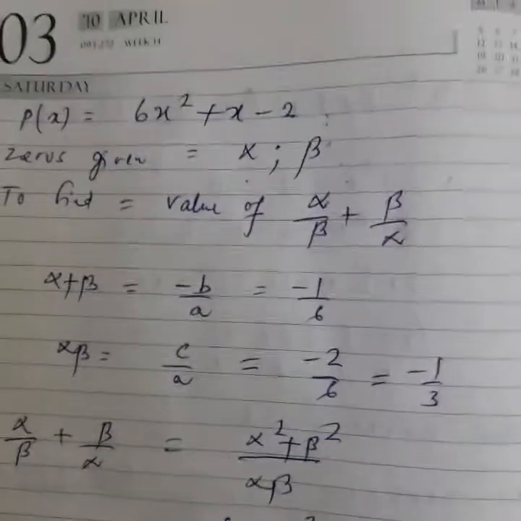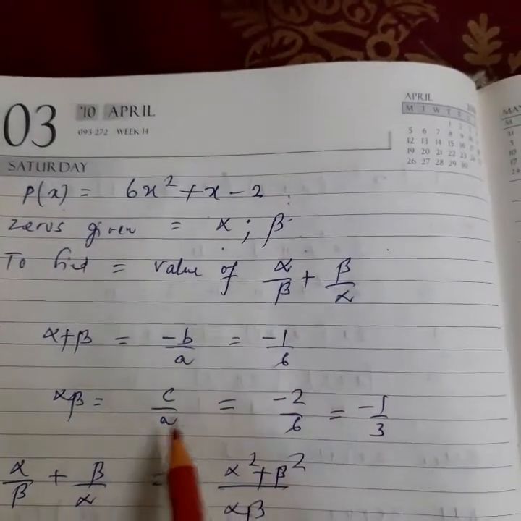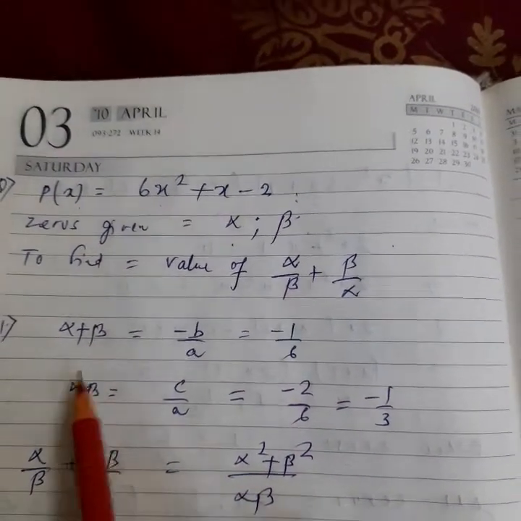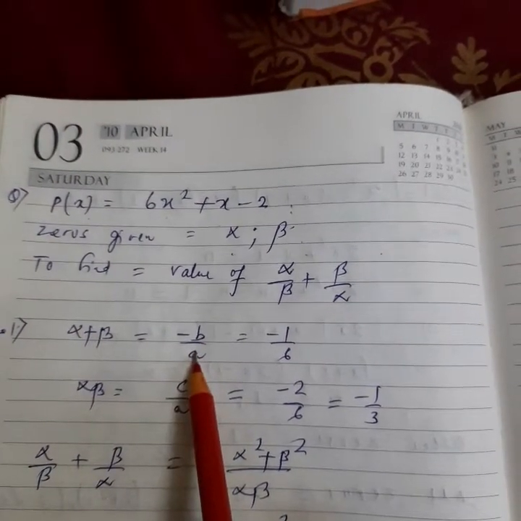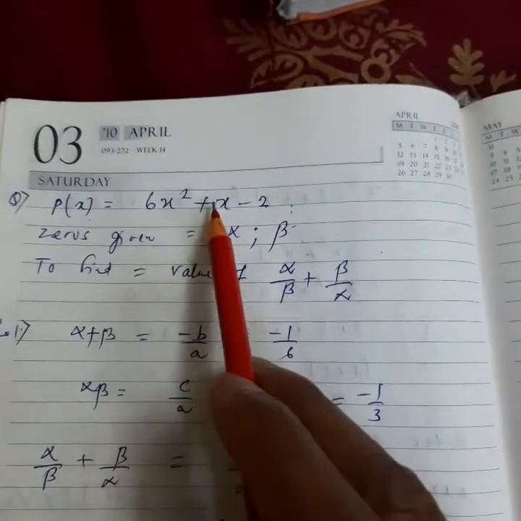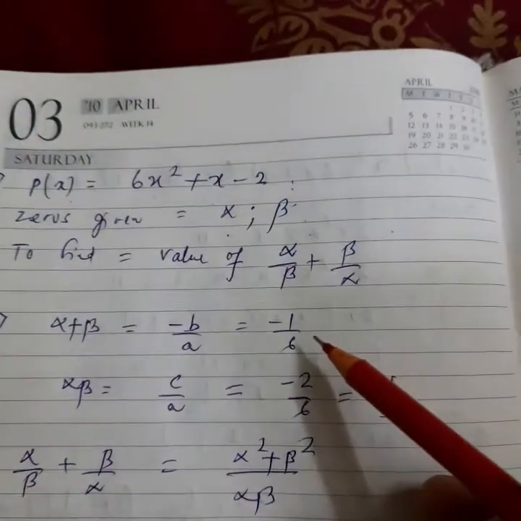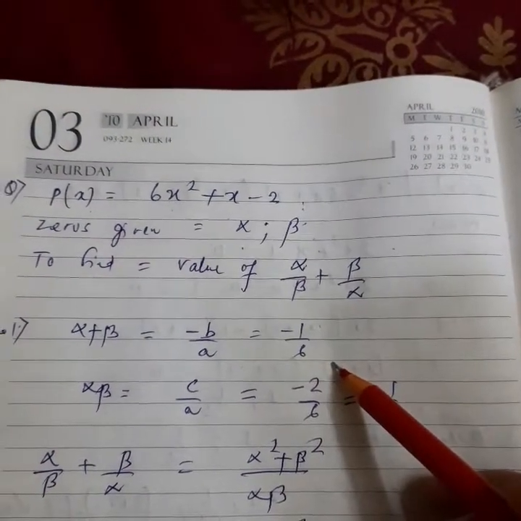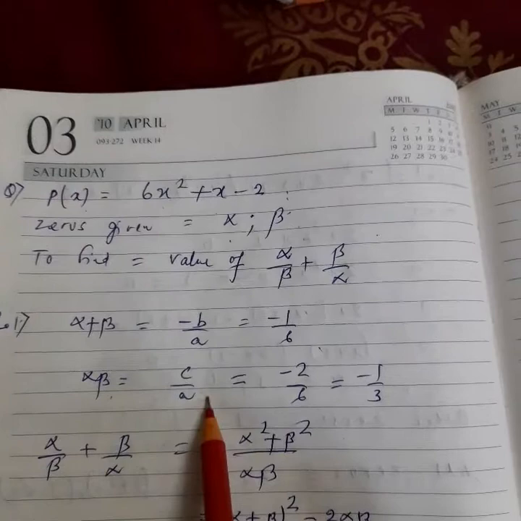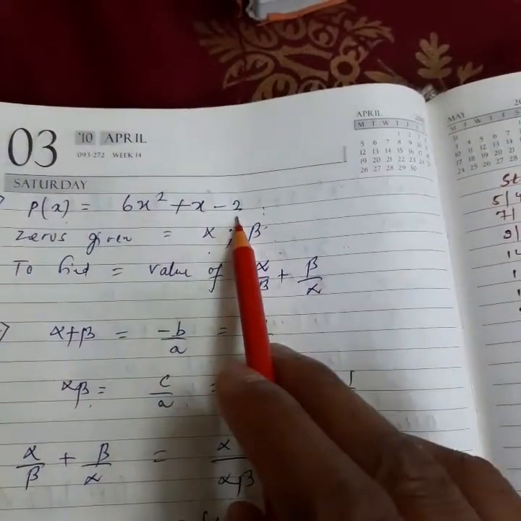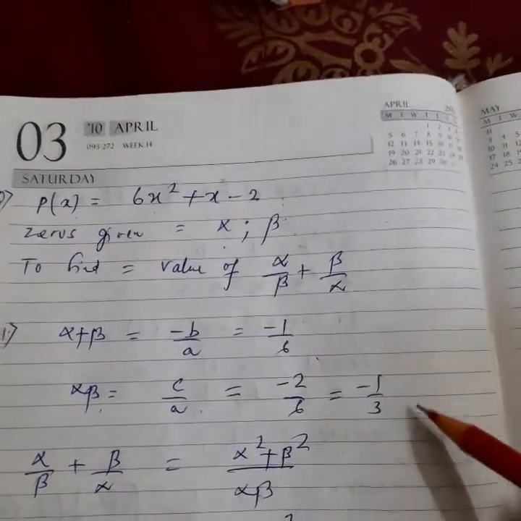Now here, to find the value of alpha by beta plus beta by alpha, first of all, we need to get the value of alpha plus beta and alpha into beta. Alpha plus beta equals minus b by a. In the polynomial you can see that the value of b is 1 and the value of a is 6. So if we put it over here, minus 1 by 6 is alpha plus beta. Alpha into beta is c by a. Again from the polynomial you can see c is minus 2 and a is 6, that is minus 2 by 6, which is minus 1 by 3.